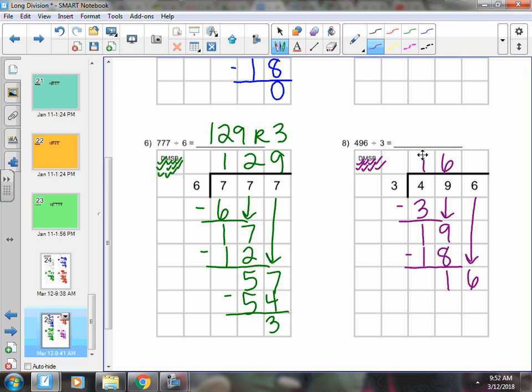And one more time, how many groups of 3 fit into 16? 3 times 5. I know 5 groups of 3. Multiply. 5 times 3 is 15. Subtract. There's nothing to bring down. That's when you know you're done. 165 with 1 left over.